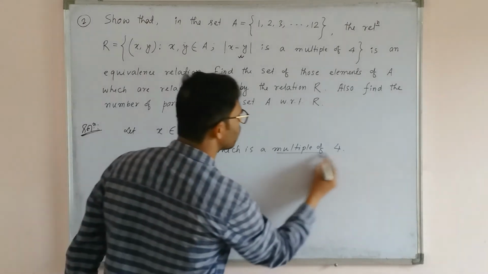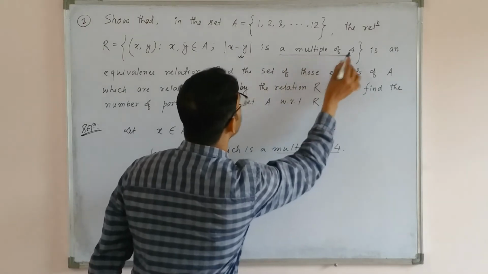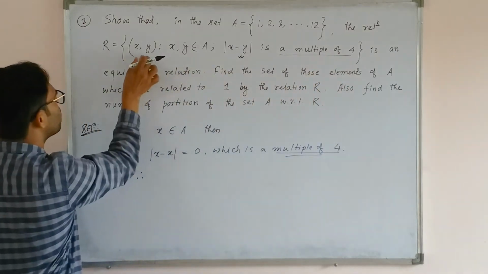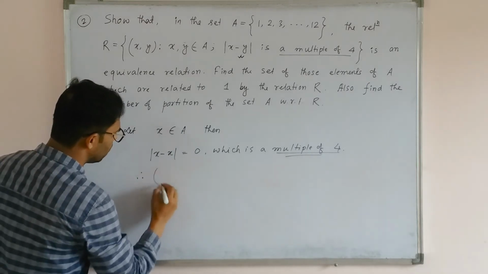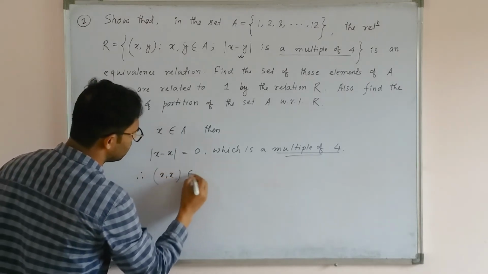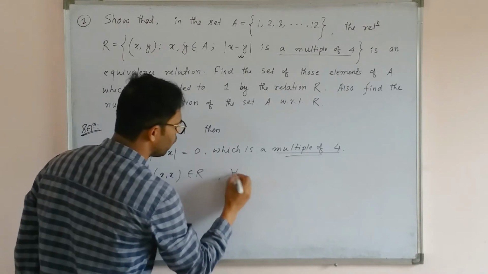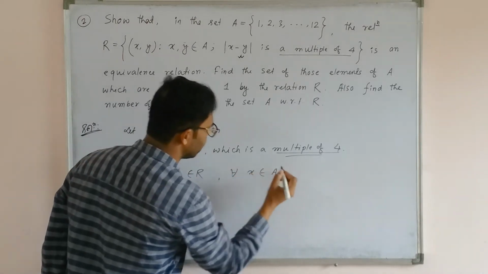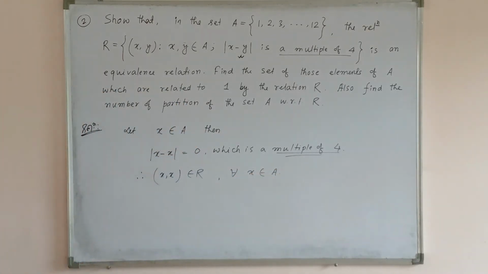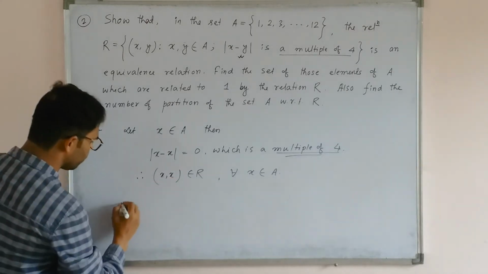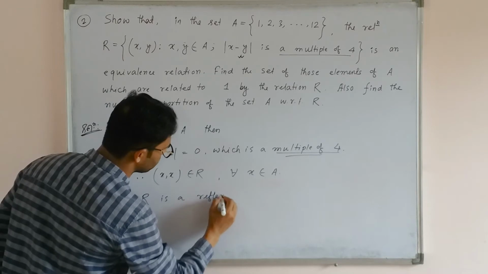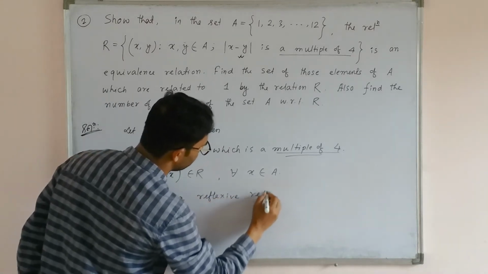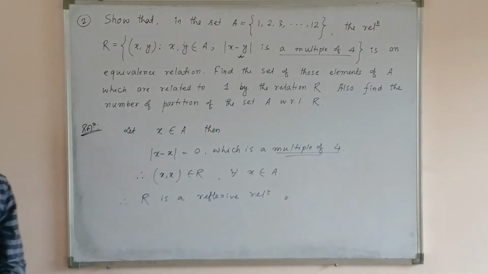multiple of 4 হওয়ার সঙ্গে সঙ্গে corresponding ordered pair আহি যায়. So therefore you have to write the ordered pair xx, this is in R, and this is for all x belongs to the set A. A set এর সব এলিমেন্টের কারণে এই কথাটা মানি. Therefore R is a reflexive relation. So the first one is proved.